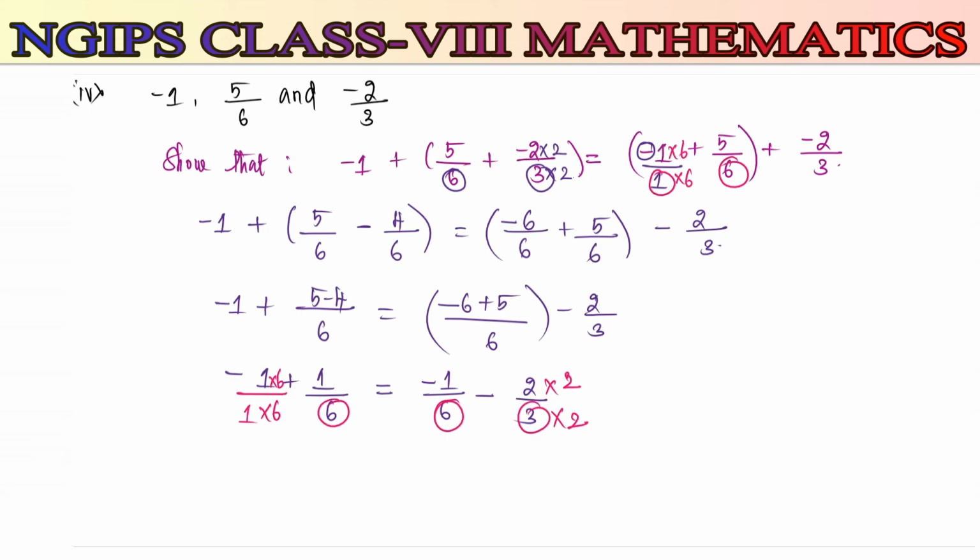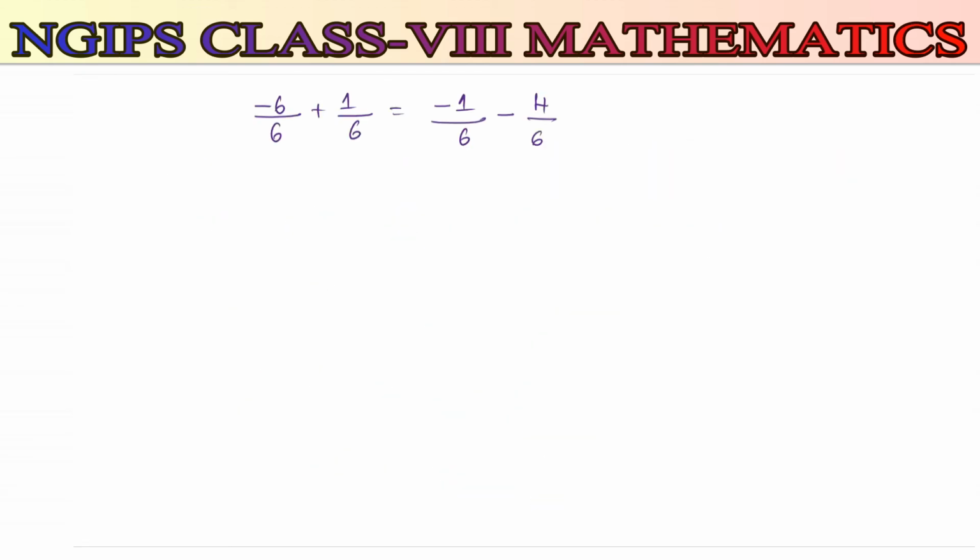Now if you simplify further, -1 into 6 it is -6 divided by 6 plus 1/6 is equal to -1 divided by 6 minus 2 2s are 4, 3 2s are 6 you will get. Okay, now here the denominator is same, I can write only once. So -6 plus 1 is equal to, here also the denominator is 6 but we have -1 minus 4. -1 plus 6, the value here you will get is -5. -5 divided by 6, and if you add here -1 and -4 you will get -5 divided by 6. So left hand side is equal to right hand side.